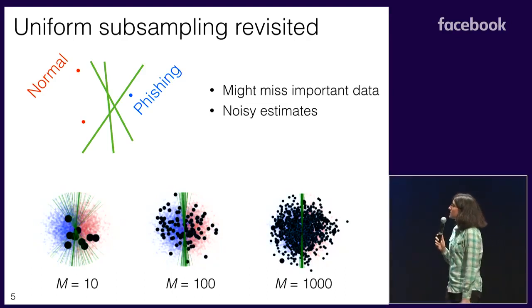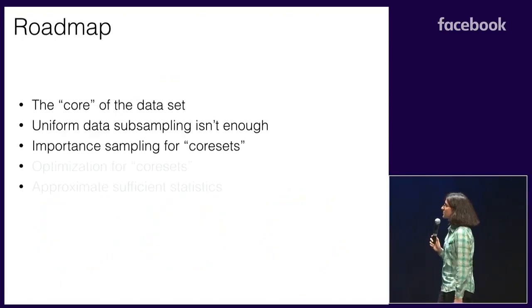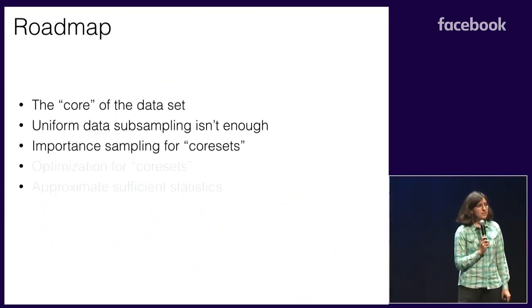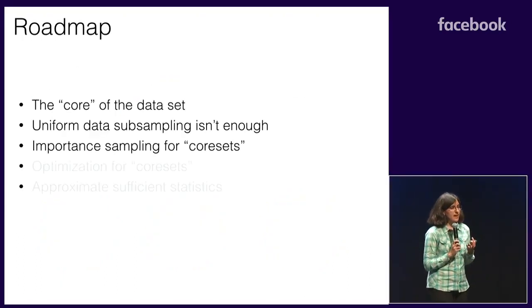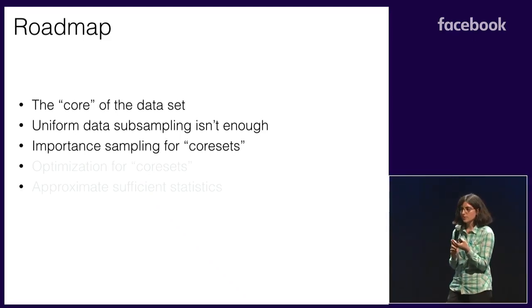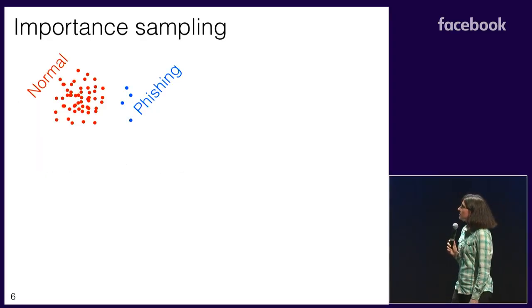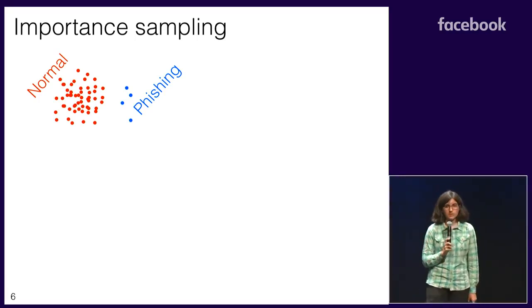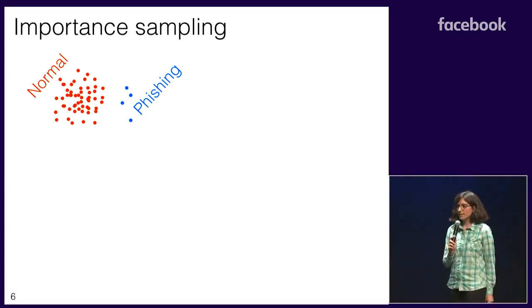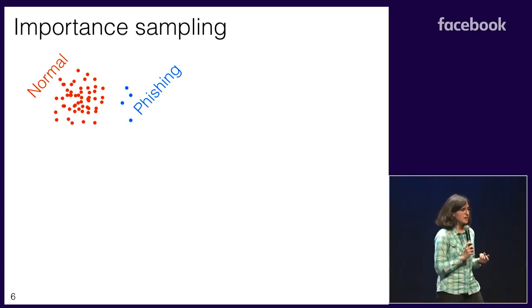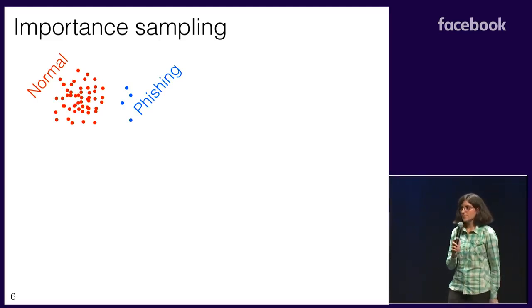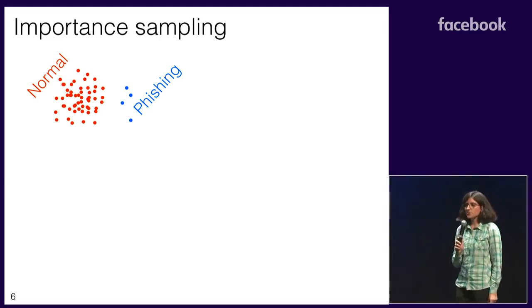Okay, so it seems like uniform subsampling isn't cutting it, and we might ask ourselves, is there something else we could do? Well, certainly an observation we could make is that, at least in this particular cartoon, we know that we care about some of the data more than other parts of the data. Like in this cartoon, we say, oh, you know, actually, this phishing data is very important to us. We want to make sure that we don't miss out on that phishing data. That was the problem that we saw when we uniformly subsampled, is that we might miss some of that phishing data. So maybe there's a way to avoid that.